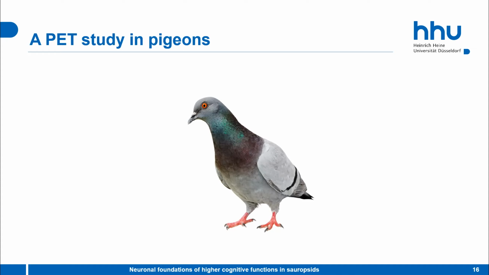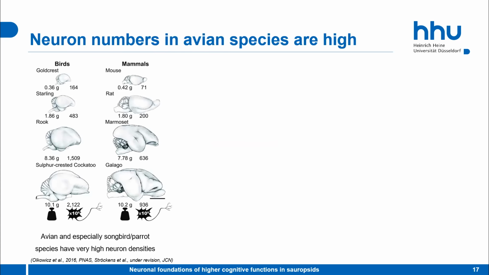The reason for that were findings on the brain structure or brain composition of bird species in the last years. In 2016, a study from the Czech Republic figured out that avian species, especially songbirds and parrots, accumulate much more neurons in their relatively tiny brains in comparison to mammals. If you, for example, compare the rather big brain for a bird of the sulfur-crested cockatoo with that of a similar sized primate, the galago, you see that the brain weight is approximately the same. But the neuron numbers in the cockatoo are more than double as high as in the primate species.